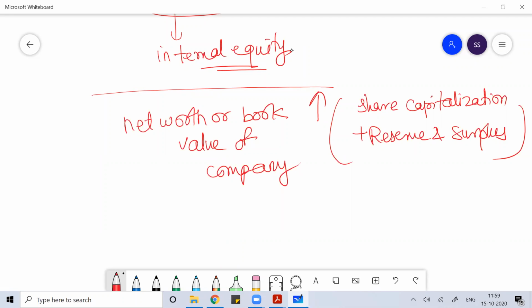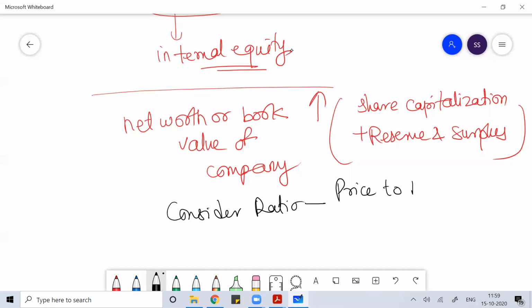If you have a good net worth or reserve and surplus, that is good for the company in the long run. It shows the confidence of investors in the company. So whenever you invest in a company, you should consider a ratio. You should consider a ratio whenever you think of investing in a company. The ratio is the price to net worth ratio, or price to book value ratio.